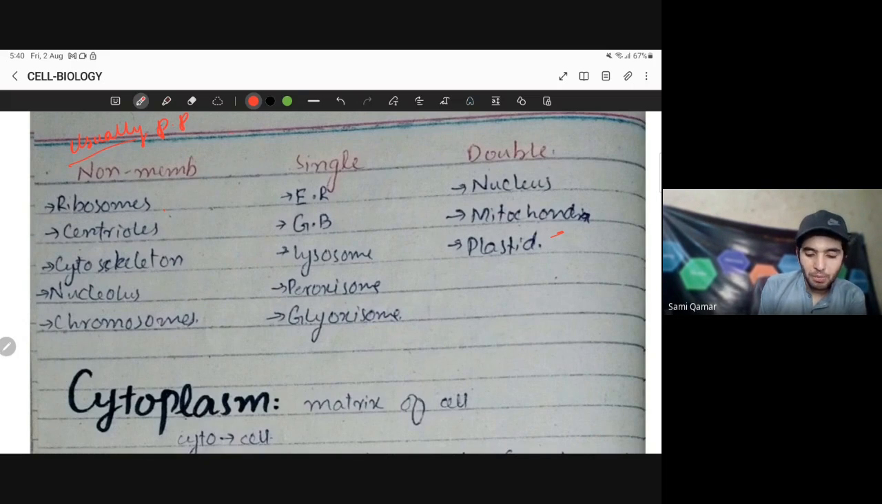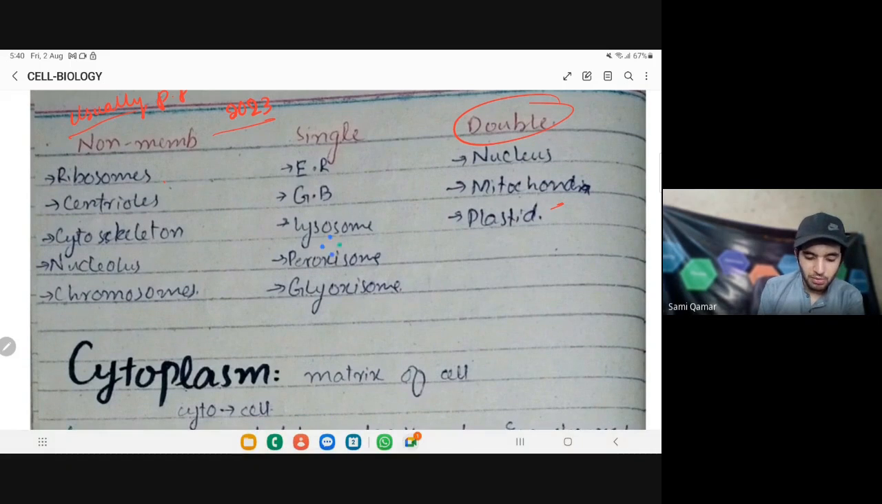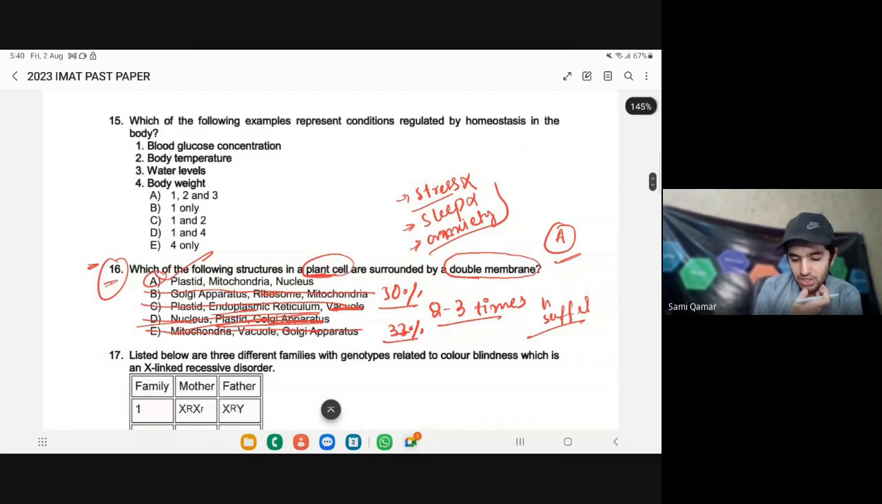Now, the most important thing in 2023: this question has been asked. Which are the double membranes? Let me show you the past paper so you can see it. Maybe you understand this. You see here, this is the question.